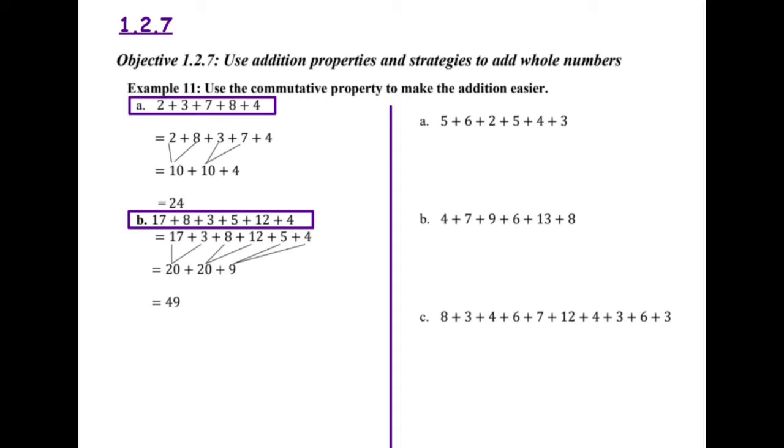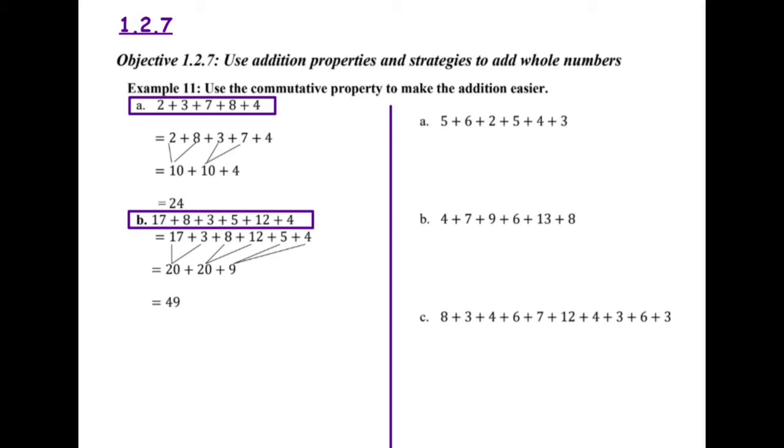Okay, so Objective 7 is using addition properties and strategies to add whole numbers. I showed you a different way of changing the order of adding, so that was the commutative property, to make it easier. And that's what we're going to do here. Okay, so 2 plus 3 plus 7 plus 8 plus 4, you could do that straight across. 2 plus 3 is 5, 5 plus 7 is 12, 12 plus 8 is 20, 20 plus 4 is 24. I can do that pretty quickly because I'm used to it. Maybe you can do it faster.